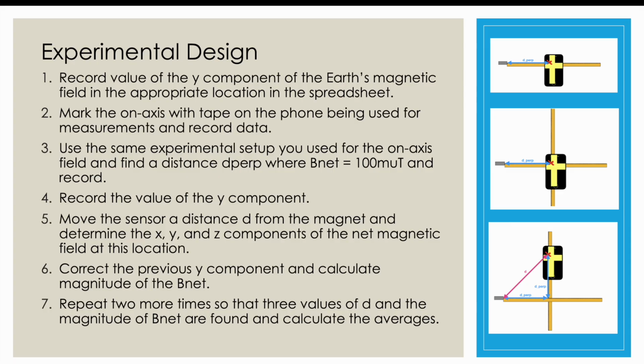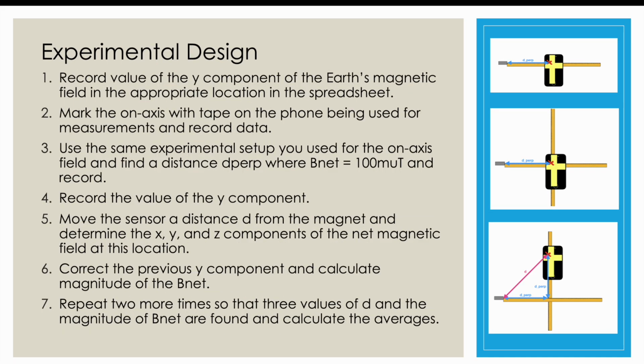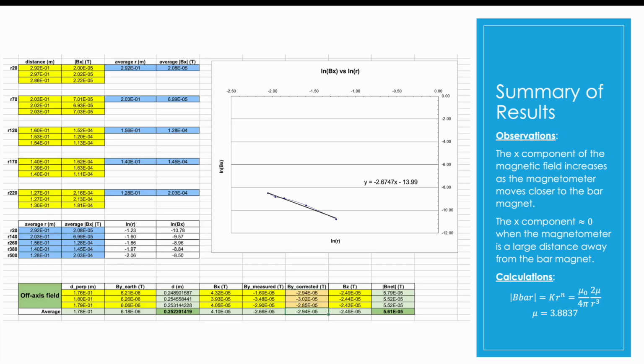Use the same experimental setup we used for the on-axis field, which was this. And find a distance d-perp where B net equals 100 mu naught times T, and record the value of the y component. Move the sensor distance d from the magnet and determine the x, y, and z components of the net magnetic field at this location, and then correct the previous y component and calculate the magnitude of the B net, and then finally repeat 2 more times. 3 values of d and the magnitude of B net are found, and calculate the averages.